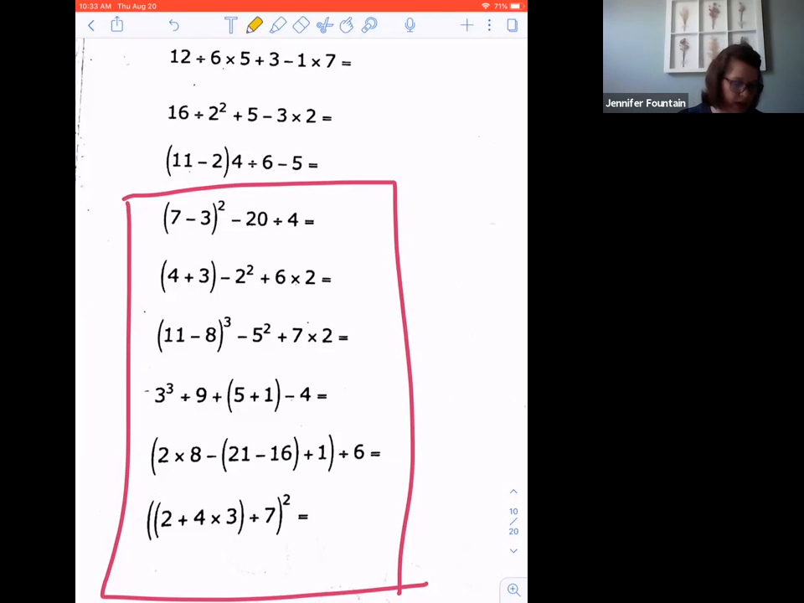Beneath that, 3 cubed divided by 9 plus 5 plus 1 minus 4. Your solution is 5. Then we have 2 times 8 minus 21 minus 16 plus 1 divided by 6, and your solution is 2. And then the last one, 2 plus 4 times 3 divided by 7 to the second power equals 4. Any of these that you would like me to work?